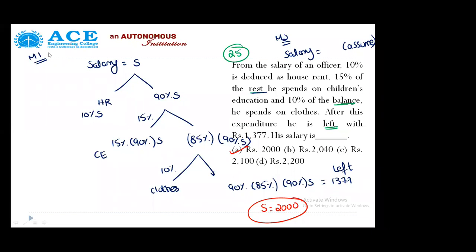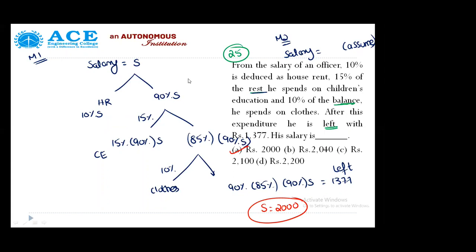Nishant, you can't add all the expenditures because 10% of something is different from 15% of something. So you just try to check. This is 10% of the initial salary. This is 15% of 90. This is 10%. You can't add all the expenditures. That's what I clearly mentioned, Nishant.